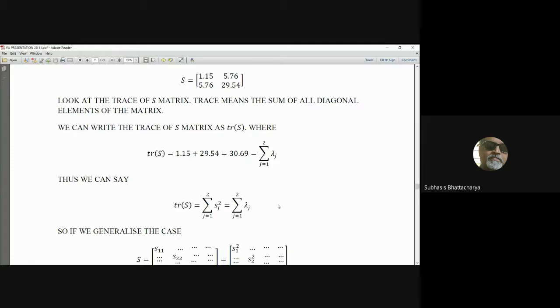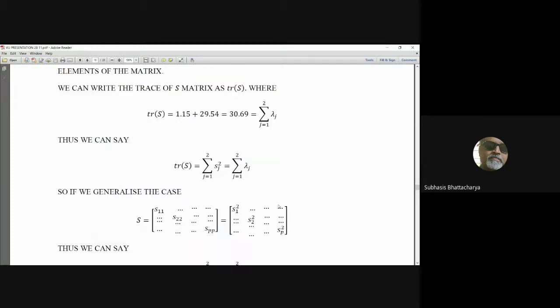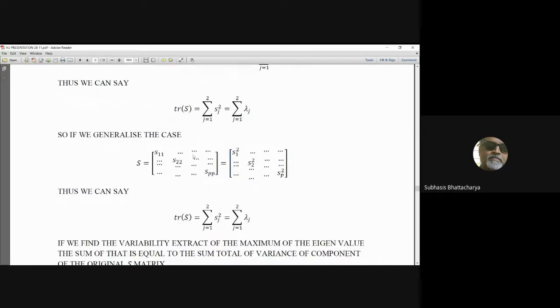If I generalize the case, for example, this is a variance covariance matrix, and the traces are these diagonal elements. These are nothing but the variances, that is S1 square, S2 square, and SP square. And the sum of all the variances is equal to the sum of the lambdas. So you can generate the summation of lambda from all the trace values.